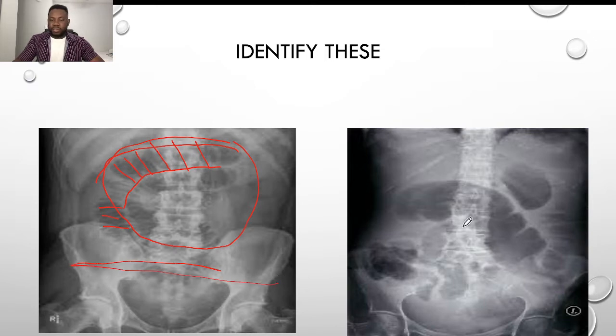Now let's look at the large bowel obstruction here. So this is the bowel here with air in it, and what we can see is the haustrations, and they don't run through the entire width. So it's just here and here. So this tells us this is a large bowel obstruction.